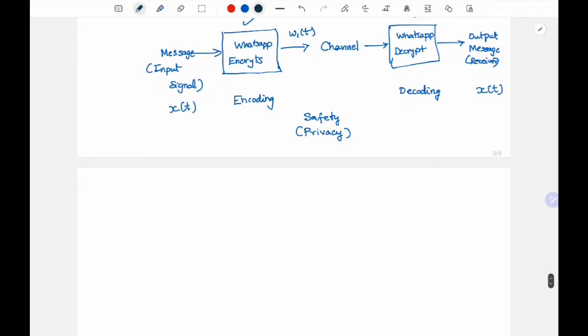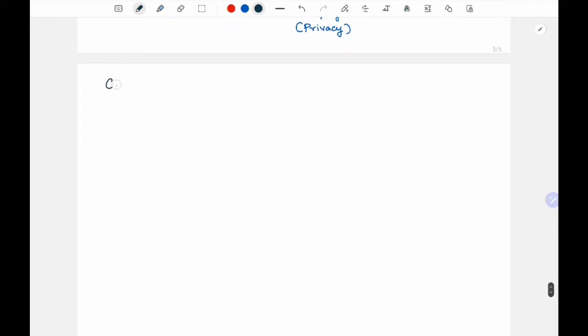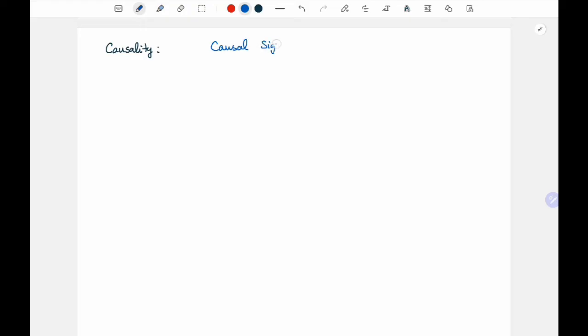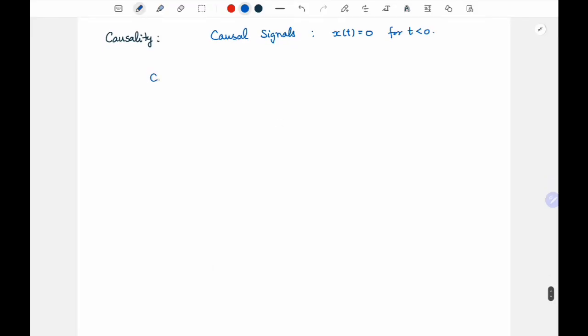Anyways, moving on. The next property is causality. We already saw causal signals. Causal signals are ones where x of t is equal to 0 for t less than 0, and they have value only for t greater than or equal to 0. Similarly for causal systems.